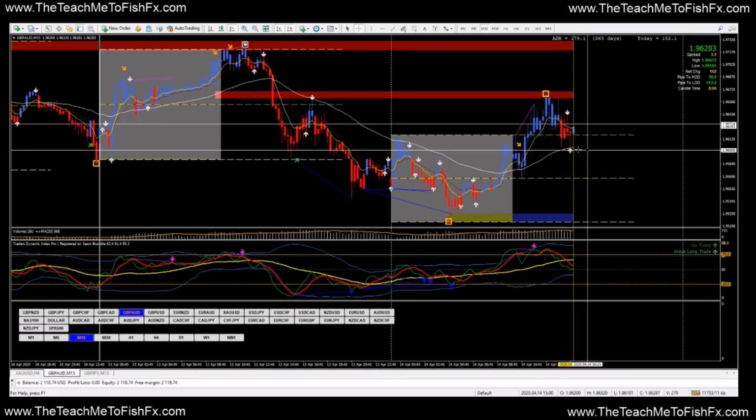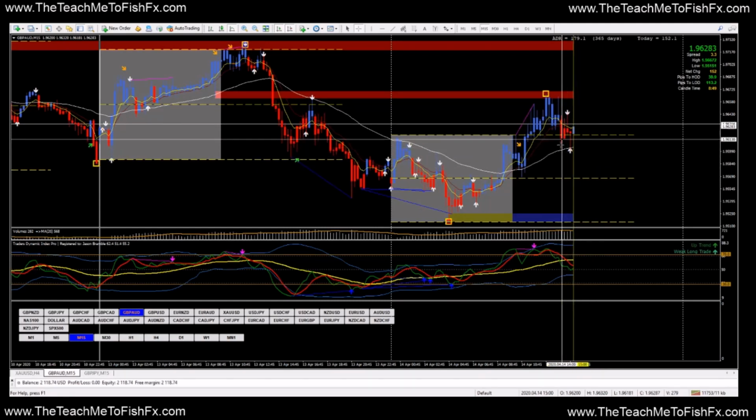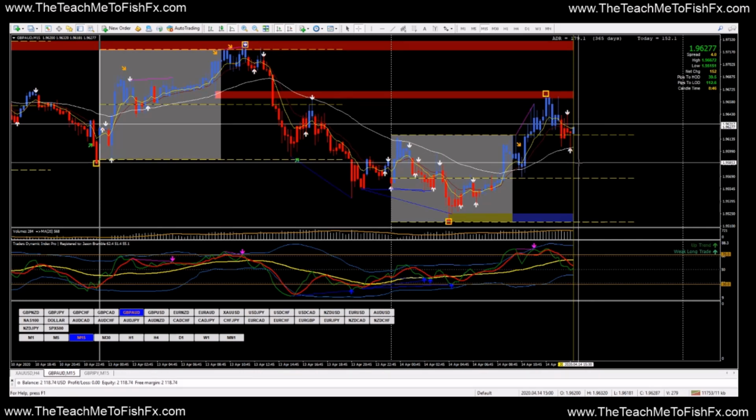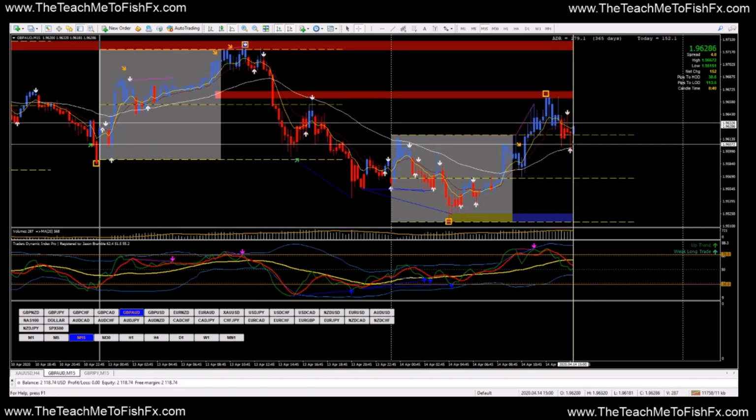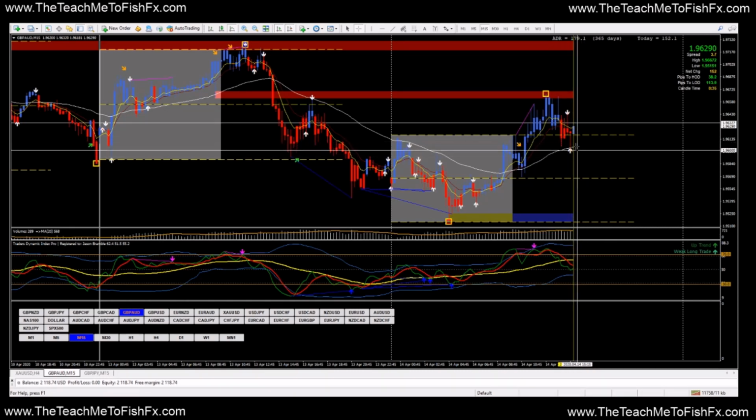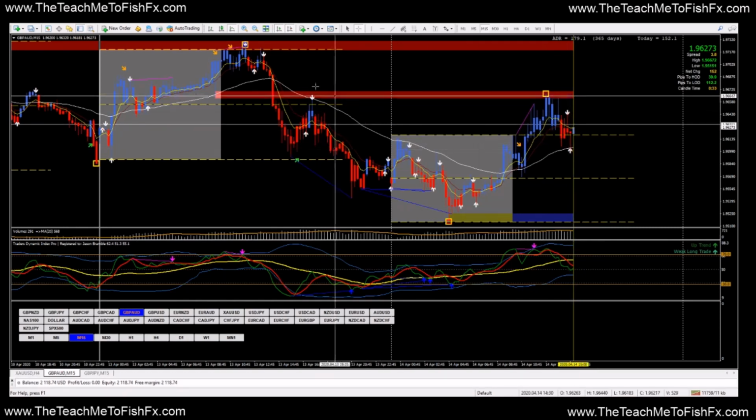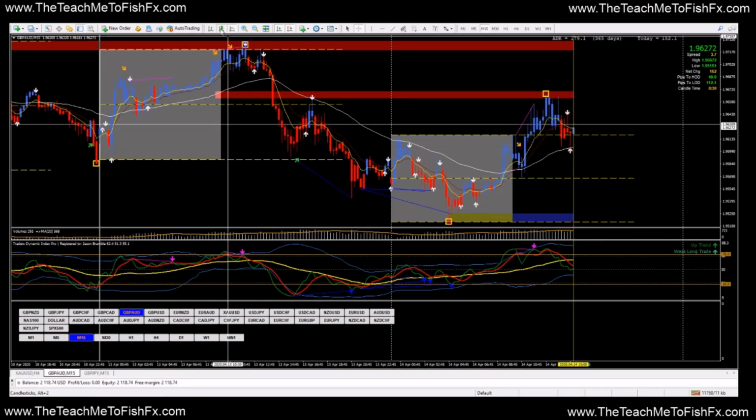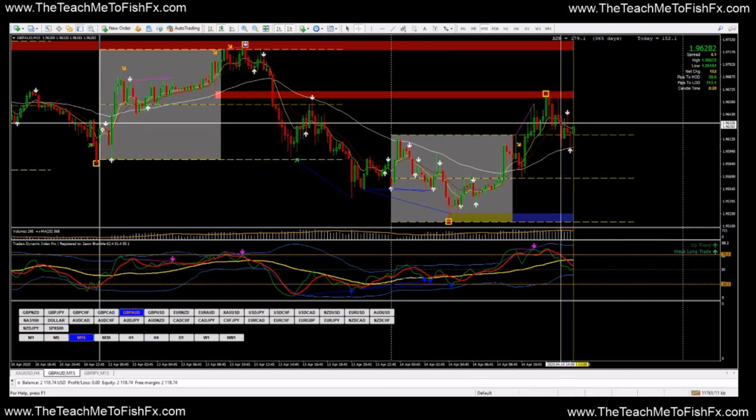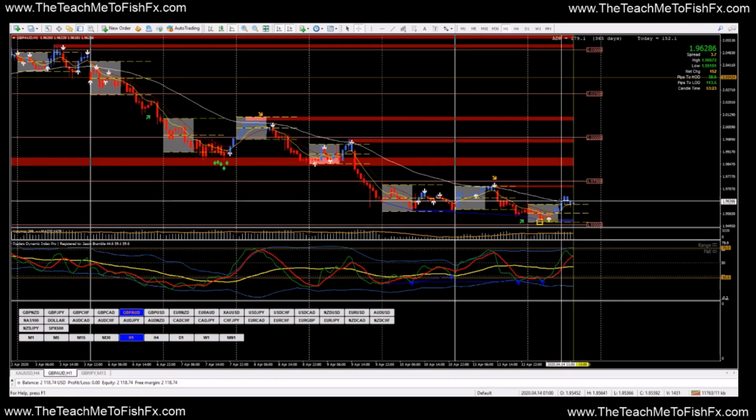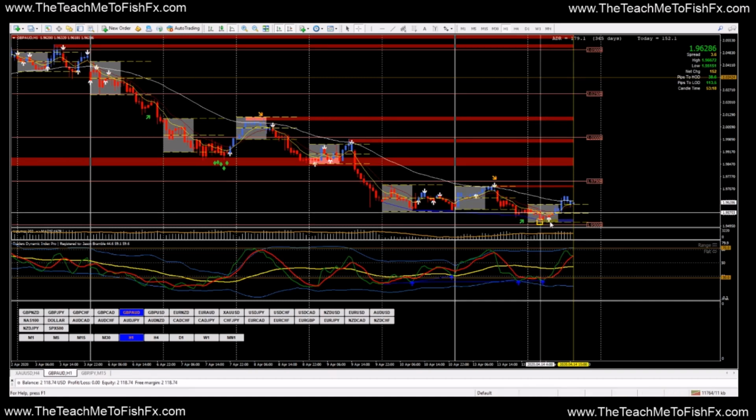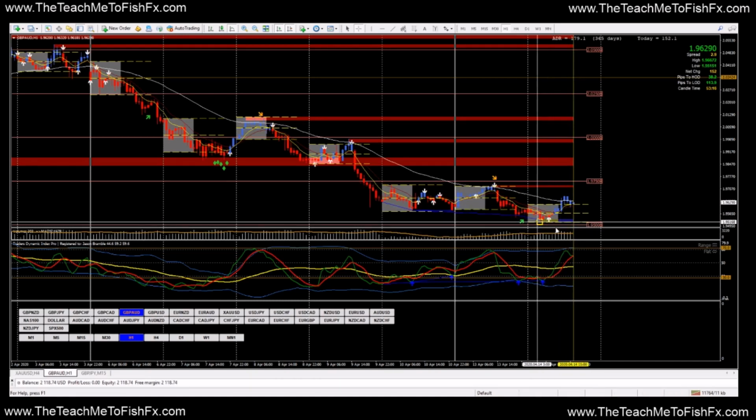We're having a pullback off of the 50 EMA here. So we could be looking at an intraday bounce off of the 50. But we will wait to see. Call it the ID 50 bounce, intraday 50 bounce. Usually you can check that on the hourly. It's actually coming up, kind of bouncing off of here. This move was actually set way back here.